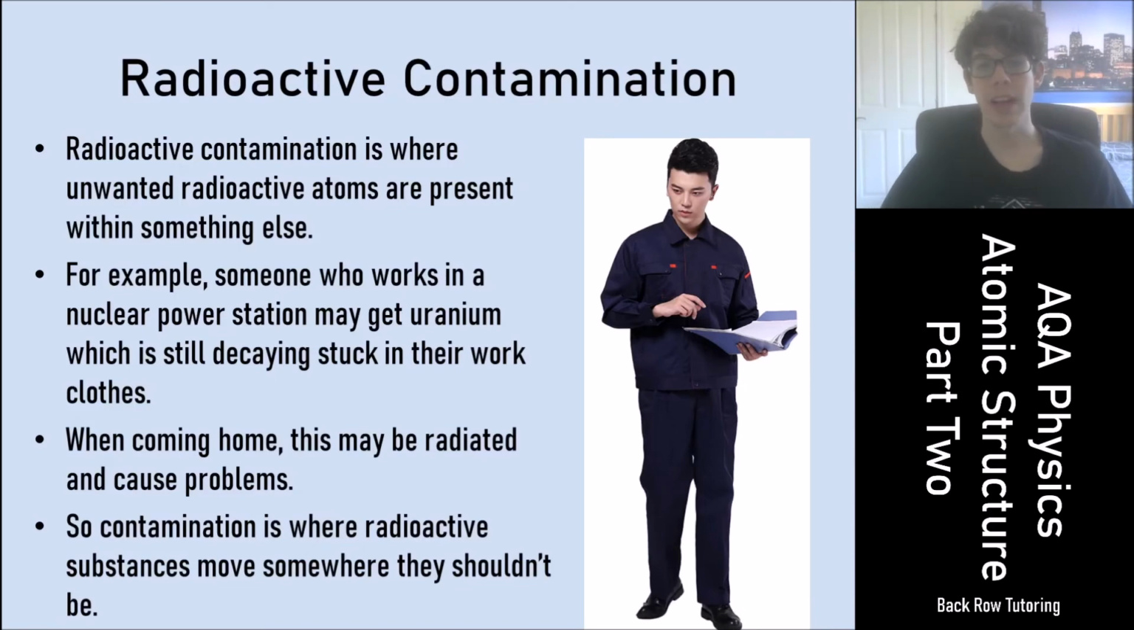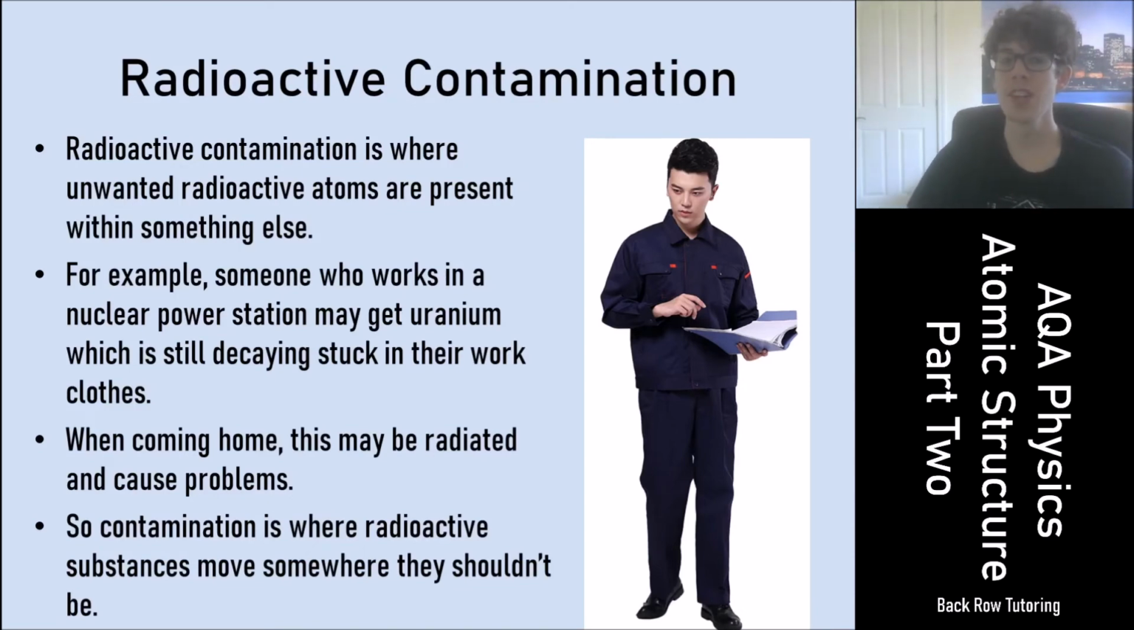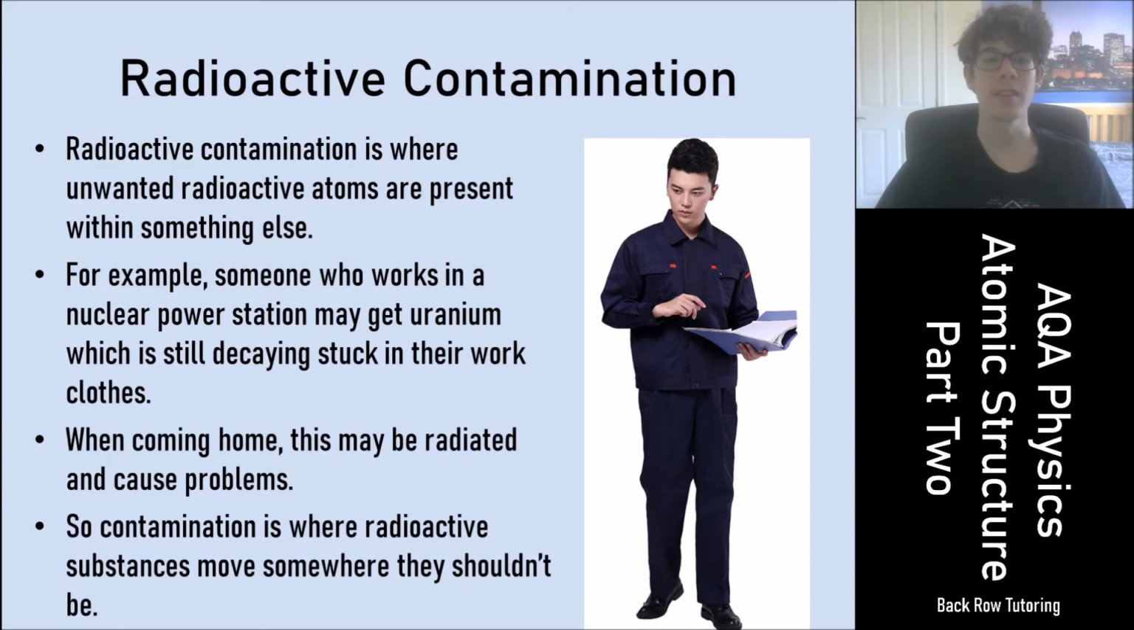Okay, so next we're going to look at radioactive contamination. Radioactive contamination is where unwanted radioactive atoms are present within something else. For example, someone who works in a nuclear power station may get uranium, which is still decaying, stuck in their work clothes. When coming home, this may be radiated and cause problems. So contamination is where radioactive substances move somewhere where they shouldn't be.